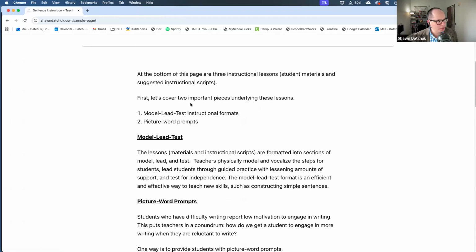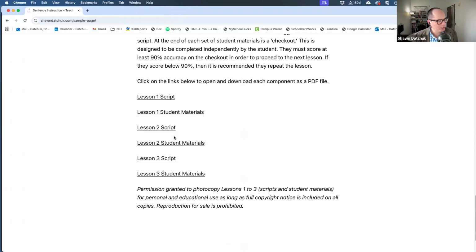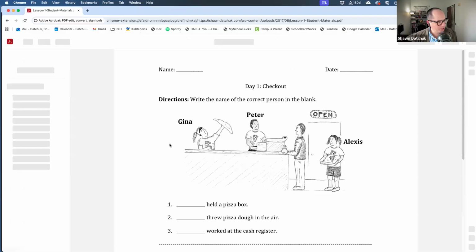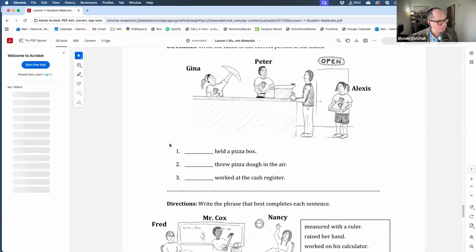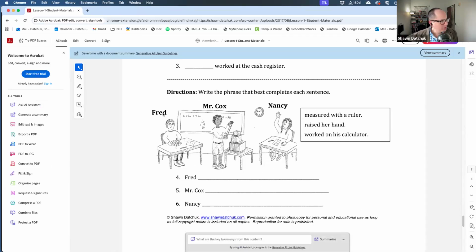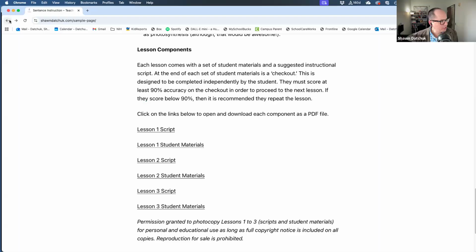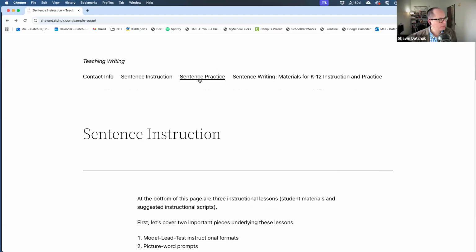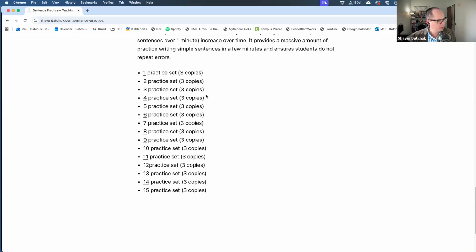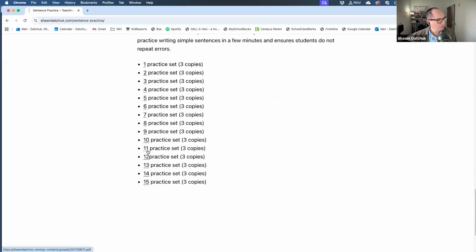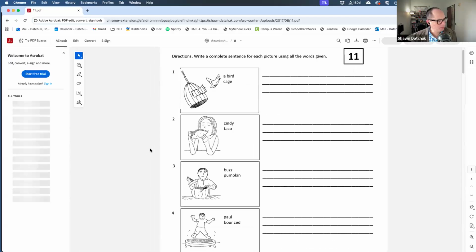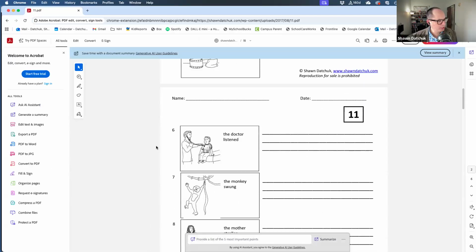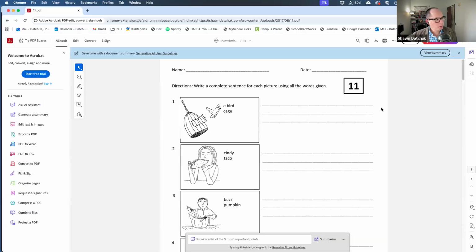But if you click on Sentence Instruction, scroll on down, there are different PDFs that you can download. So here would be the student materials. And then we also have suggested instructional language in the form of scripts here. So that's for sentence instruction. And then we also have sentence practice, which would be over here. And there's roughly over 150 different picture word prompts. And we'll talk about those here momentarily. But so those are at my website. They're free.